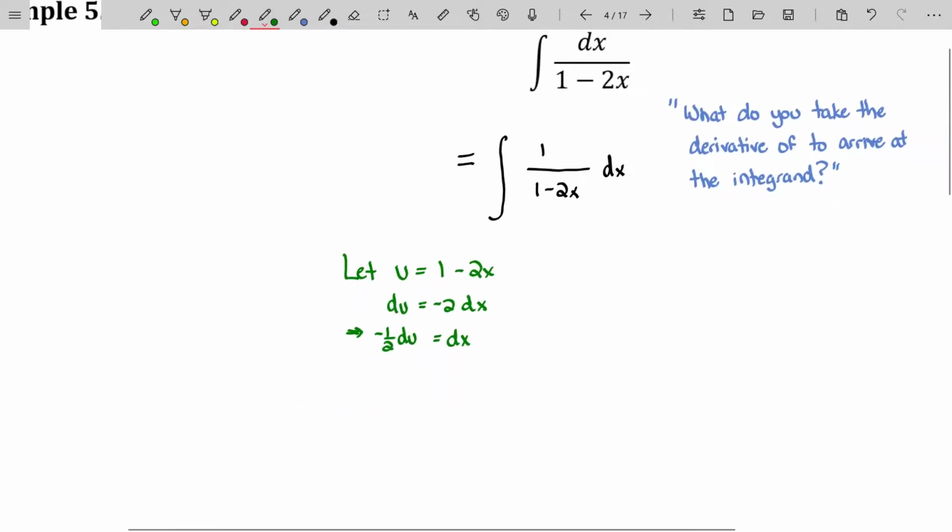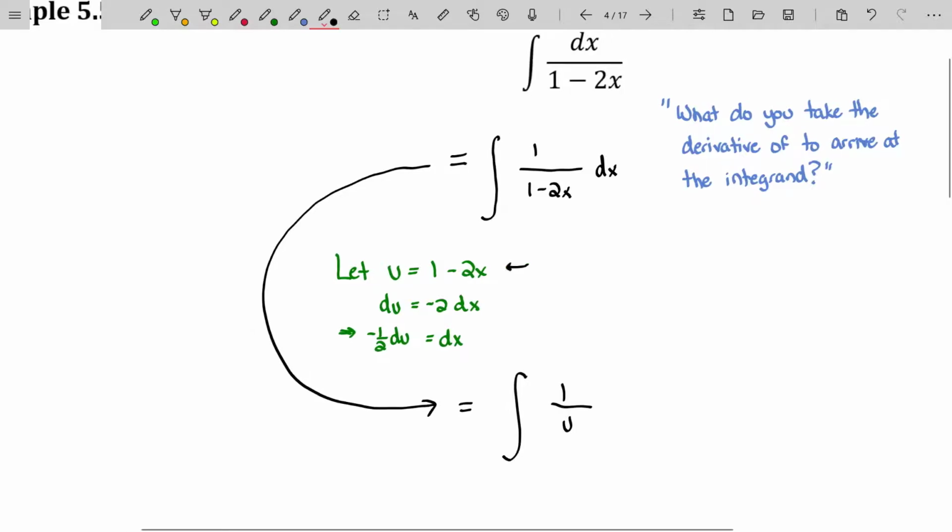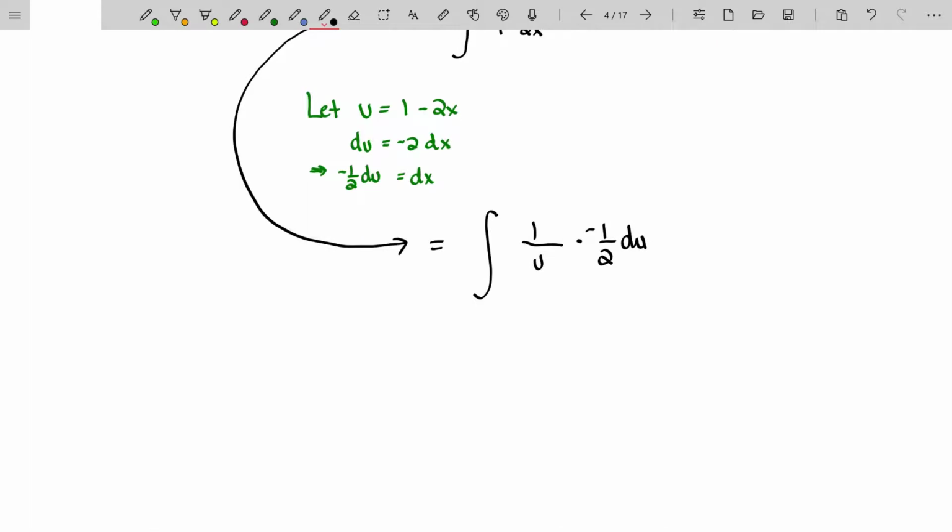Now I'm ready to do a full substitution for this problem. I'll just grab this here. I'll say this is equal to the integral 1 over, instead of 1 minus 2x, I'm going to call that u because that was our substitution. And dx, well, that's going to turn into a negative 1/2 du. Obviously, I can pull the negative 1/2 outside of the integral because it's a constant.